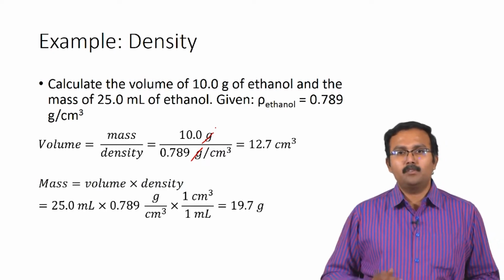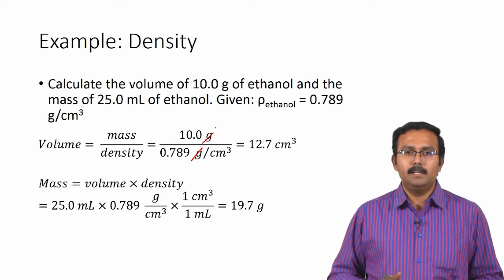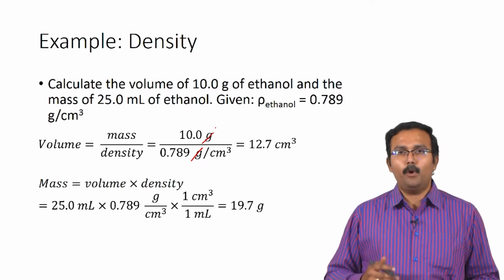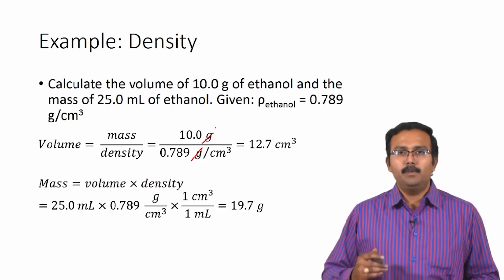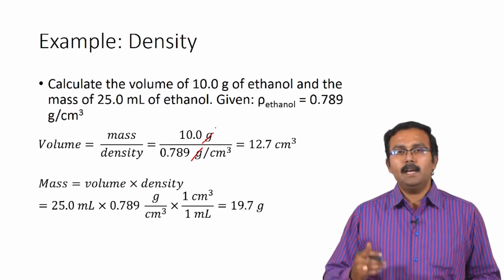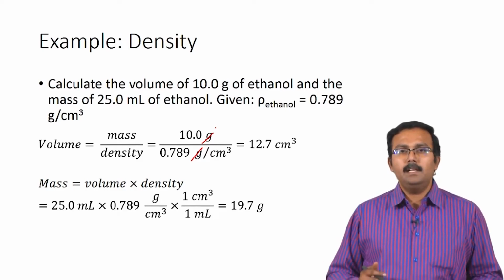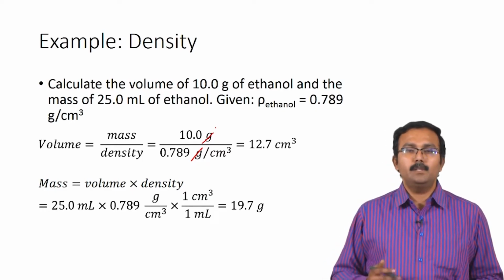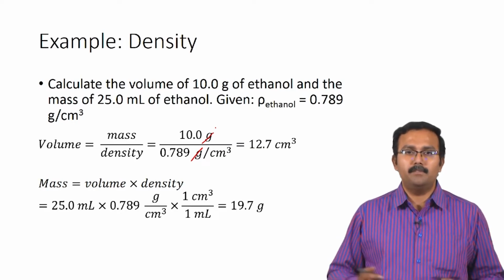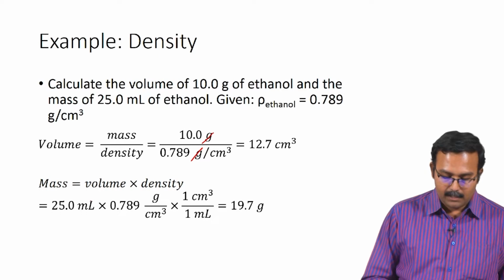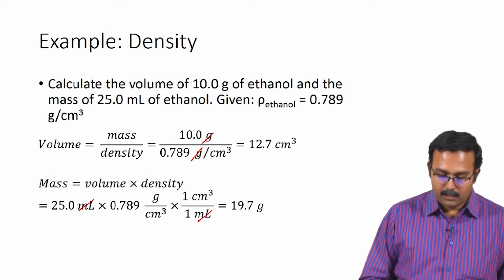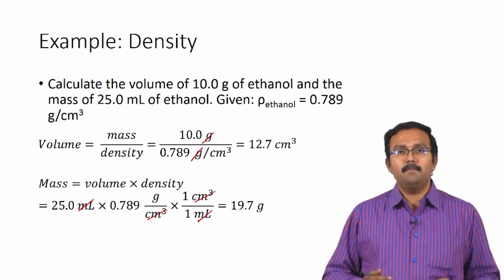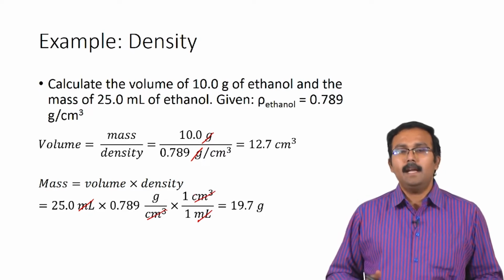When we calculate the mass of 25 ml of ethanol, what we do here is volume times density, which is 25 ml times density, which is 0.789 grams per centimeter cube. If you look at the third term, I would have used 1 centimeter cube per ml. Although numerically this conversion factor will not make a difference, writing this is a good practice which ensures that you do not make mistakes while performing conversions. So the ml gets cancelled off and so does your centimeter cube, thereby you are left only with grams, which is the mass. So the final answer for this would be 19.7 grams.